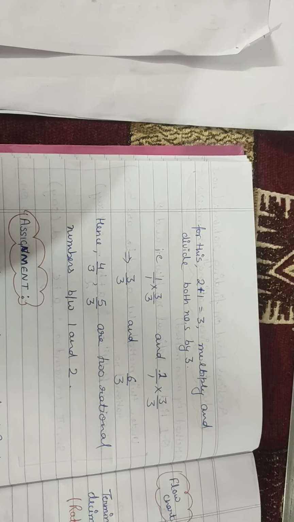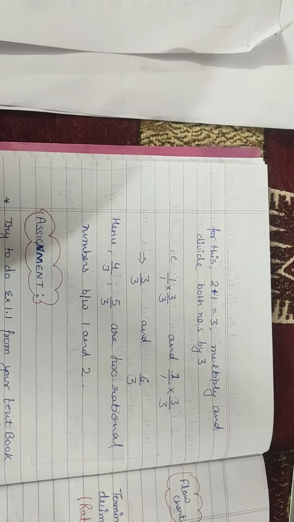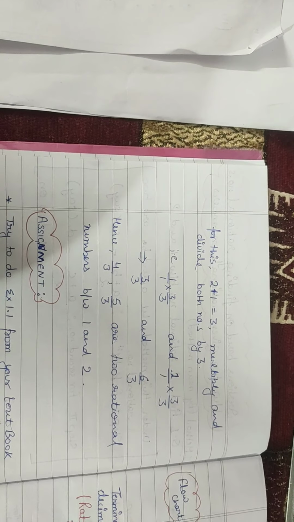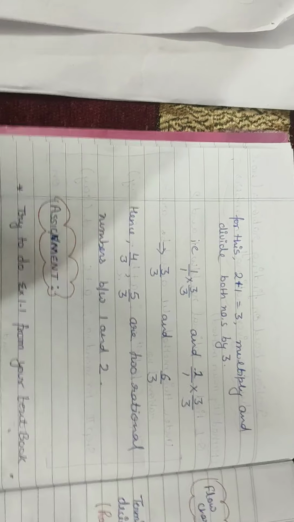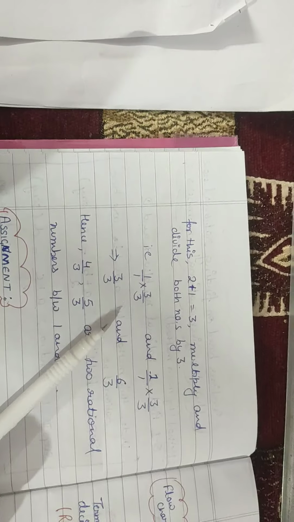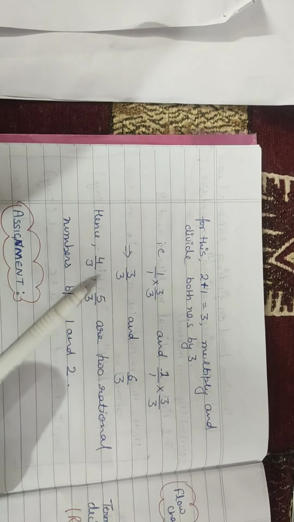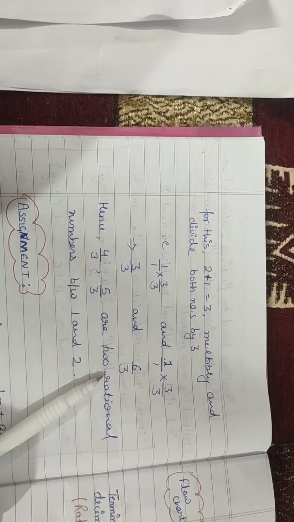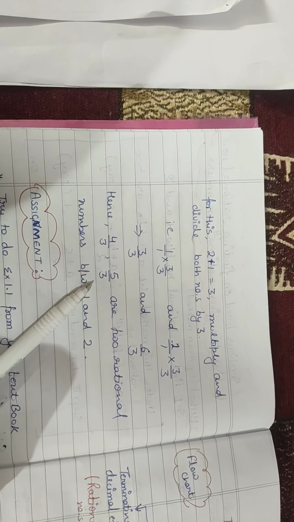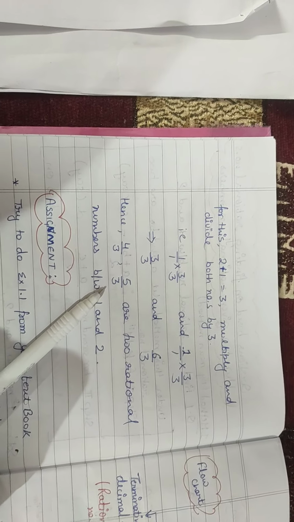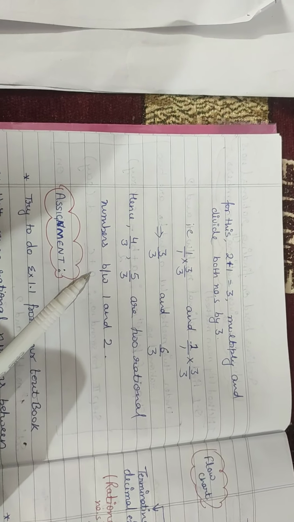So multiply and divide both the numbers by 3. Suppose I want to find 5 rational numbers, then which number will I take? 5 plus 1, that is 6, right? So here if you see the step, I have multiplied and divided both the numbers by 3 and 3. So what will we get? 3 by 3 and 6 by 3. Here you can see the denominator is the same. So these two numbers 4 by 3 and 5 by 3 lie between these two numbers. So hence 4 by 3 and 5 by 3 are two rational numbers between 1 and 2.